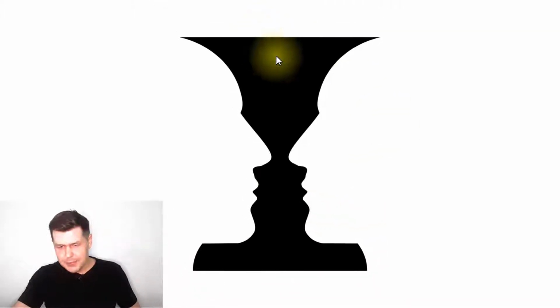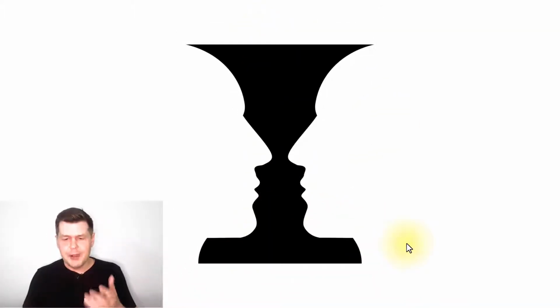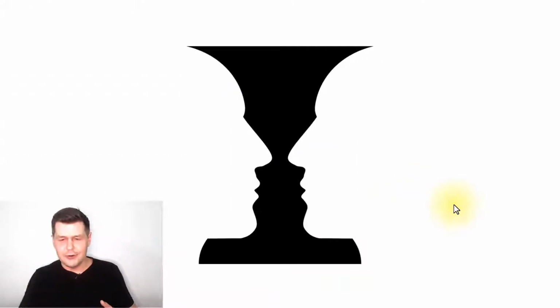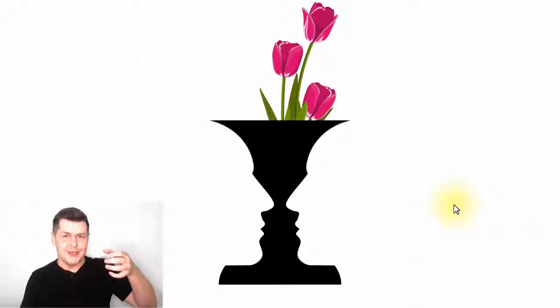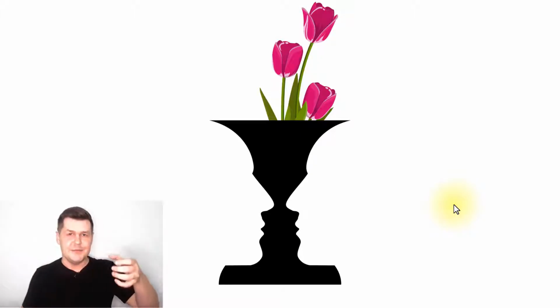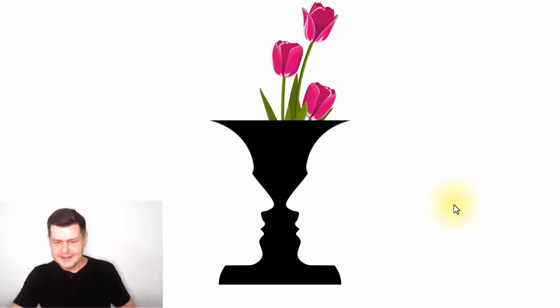Well, let's look at the black part here. The black part here looks like a vase. So a vase is something we use to hold flowers, something we can put flowers in. So the black part here looks like a vase.